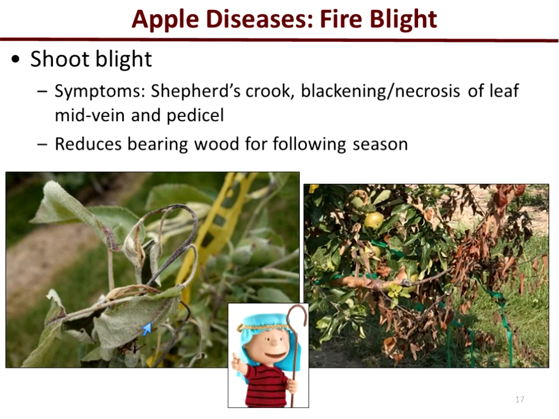Now, if it's left uncontrolled, this fire blight will move down into the main scaffolds and toward the trunk. And that is what the photo on the right-hand side of the screen is showing you. And this is a problem for a number of reasons. First of all, it'll reduce bearing wood for the next season. And secondly, once you get into the scion of the tree or the trunk of the tree, it's pretty much game over for the tree. There's not much you can do about it.